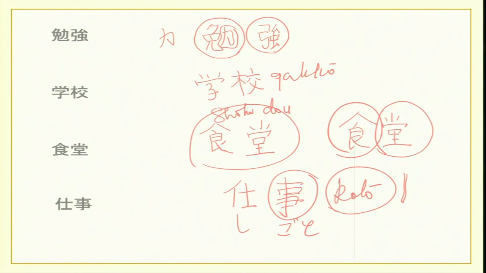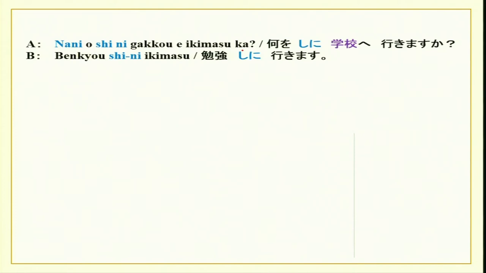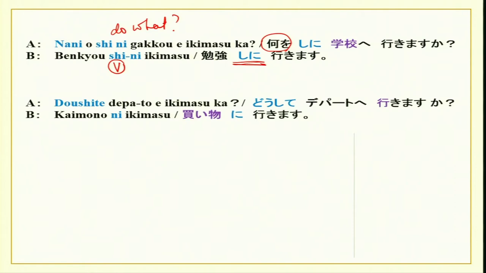Now, how will you ask a question? Nani o shini gakko e ikimasu ka? Nani o shini, to do what? Benkyo shini ikimasu, with a verb. Then, doushite depato e ikimasu ka? Why are you going to the department store? Kaimono ni ikimasu. So, now you will see this is with a noun. What is the difference over here?